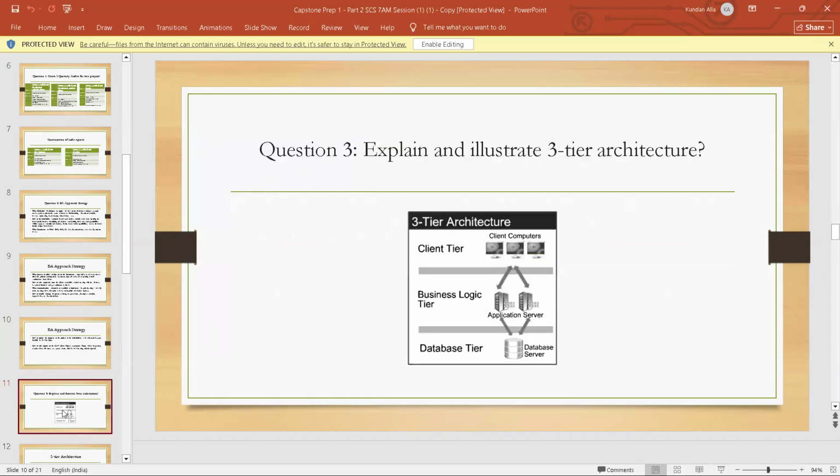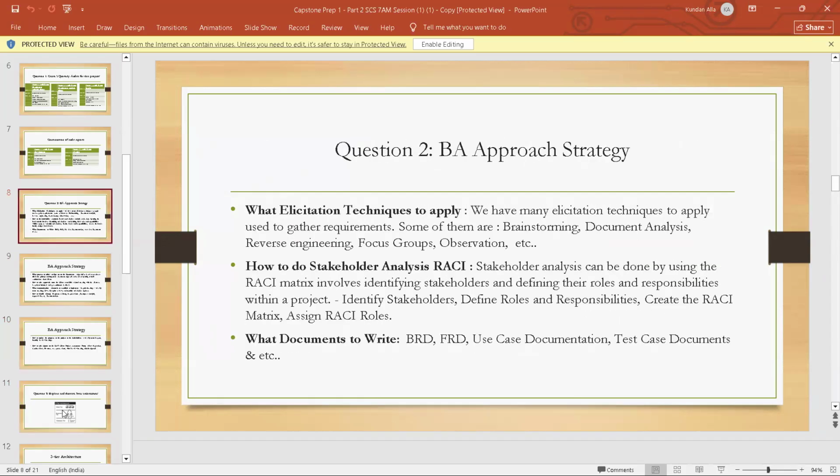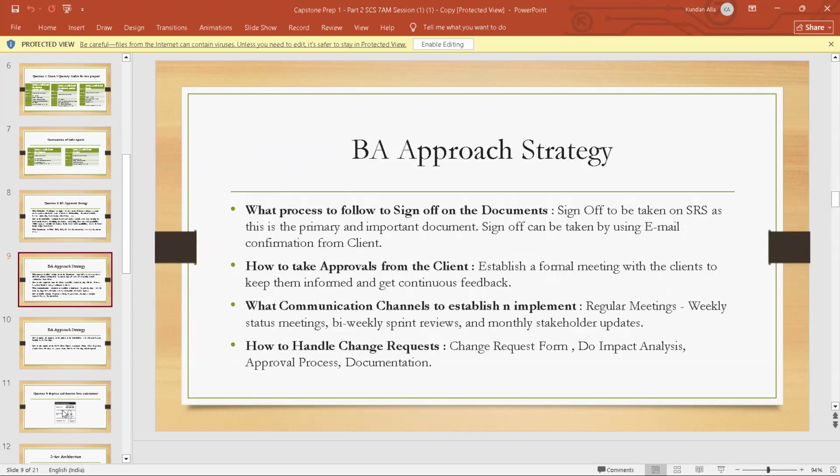Okay, so this is all about the second question. Here we covered what strategies you need to use: elicitation techniques, RACI charts, what kind of documents you need to write, how to follow the sign off on the documents, and how to take approval.